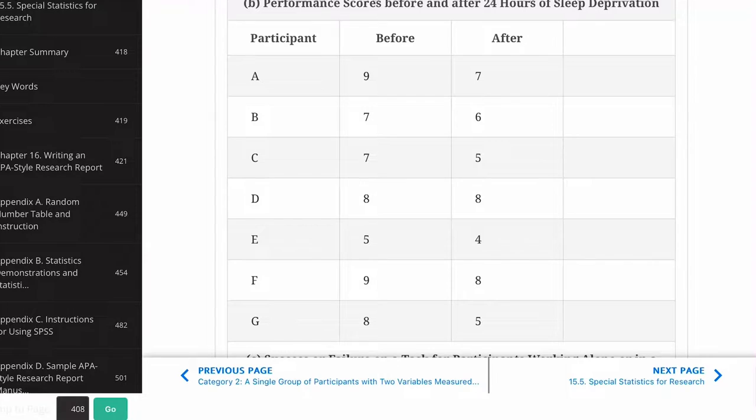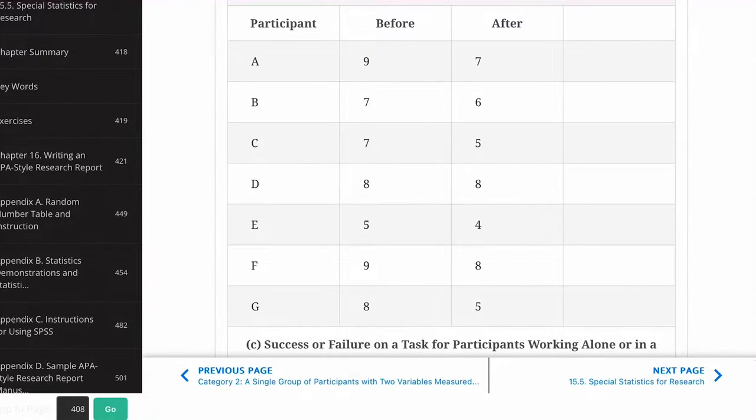This one is performance scores before and after 24 hours of sleep deprivation. So again, this is a within subjects because they had the same participant. You see the participant A, B, C. They measured them before they had been sleep deprived for 24 hours and then after being sleep deprived for 24 hours. So these are still numbers. So we would still use the one-way ANOVA or the t-test, but this would be a repeated measures ANOVA or a repeated measures t-test because of the within subjects design.